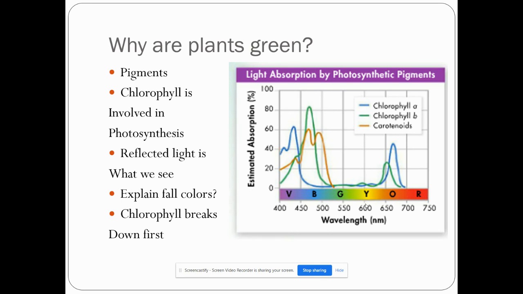So pretty cool. And I think something's got to be wrong with you if you don't appreciate the color changes in the fall, right? We get to see some new colors, and it's a sign of cold to come, but it's also pretty to look at.